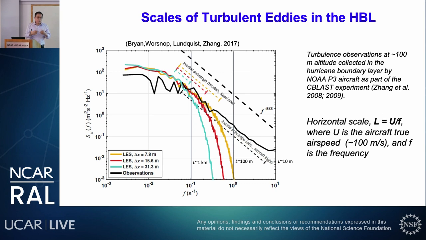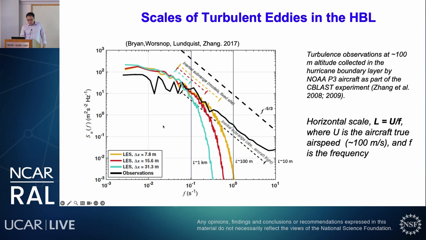The TKE is kind of u prime squared plus v prime squared. So integrating this for the u component gives the variance of the along-wind component. The colored lines, yellow, red, and blue, are from the LES simulations. The observation is from the CBLAST experiment, which we collected in 2003, when we flew the manned aircraft down to 100 meters in a category 5 hurricane. So that's real data.